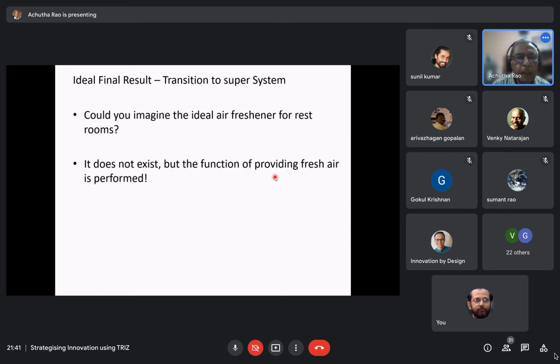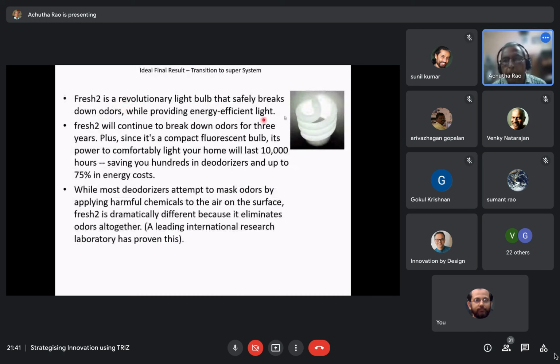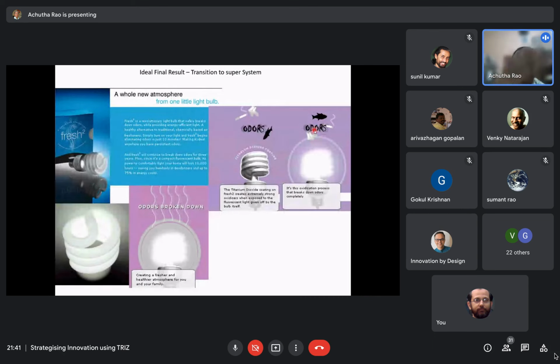All right. So can you imagine an air freshener in a room without being there? See, there is a lamp there. Actually, this lamp does the function of this thing. So no more extra freshness required to be done. So this is how ideality is there. So we can actually achieve ideality to some level.